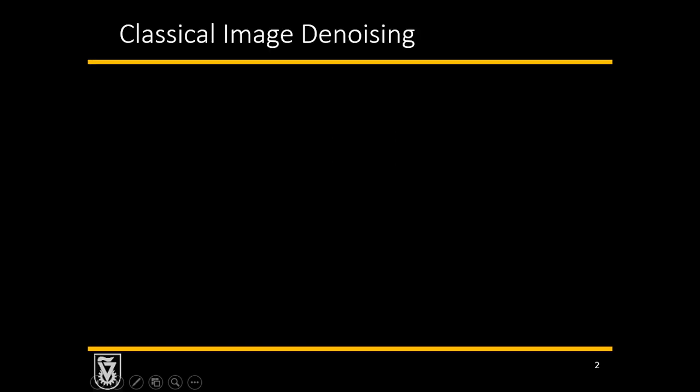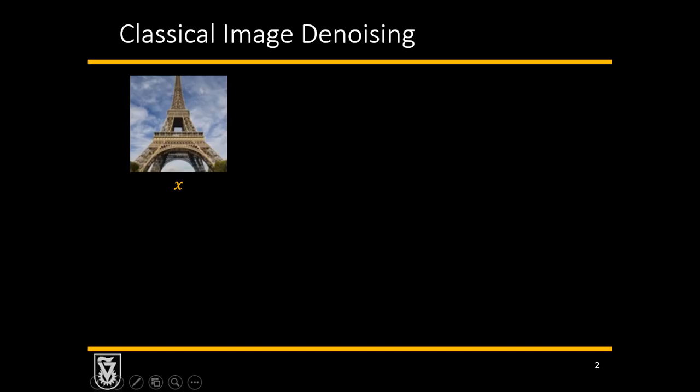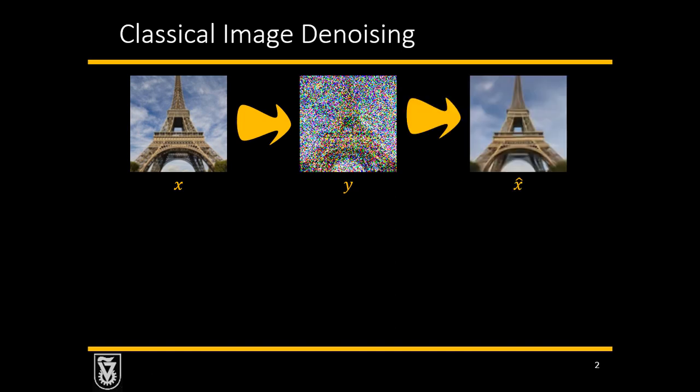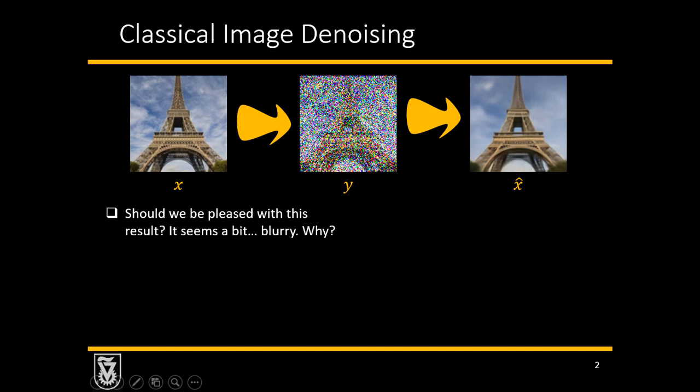So let's have a look at classical image denoising. We have an original clean image that we assume was contaminated by white additive Gaussian noise, and we put it through a denoiser, one that is based on a neural network, and we get this result. Should we be satisfied with this result? It looks a little blurry. If you look at the clouds, you don't see the fine details that were in the original image.